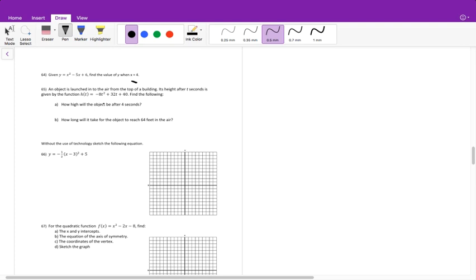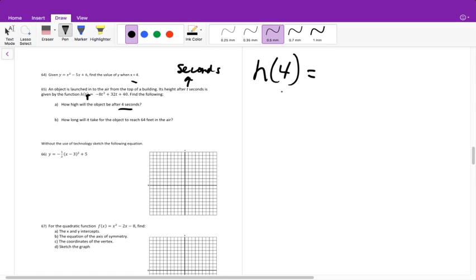All right, so for number 65, this is one that a lot of you guys had trouble with during the test. When we want to know how high the object is after 4 seconds, it tells us an object is launched in the air from the top of a building. The height after t seconds, so that means t represents our seconds, is given by the function h of t is equal to negative 8t squared plus 32t plus 40. Find the following.